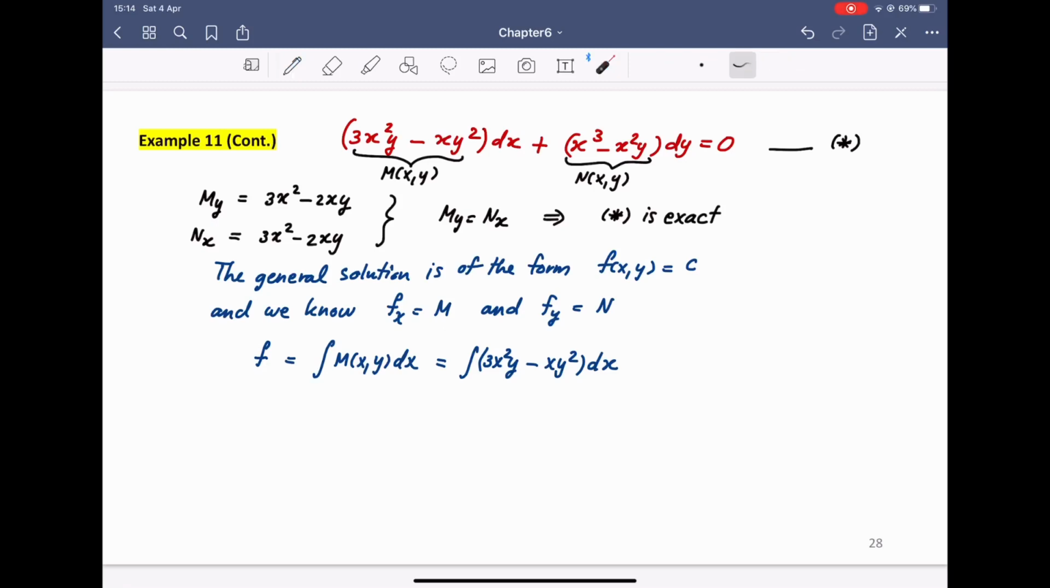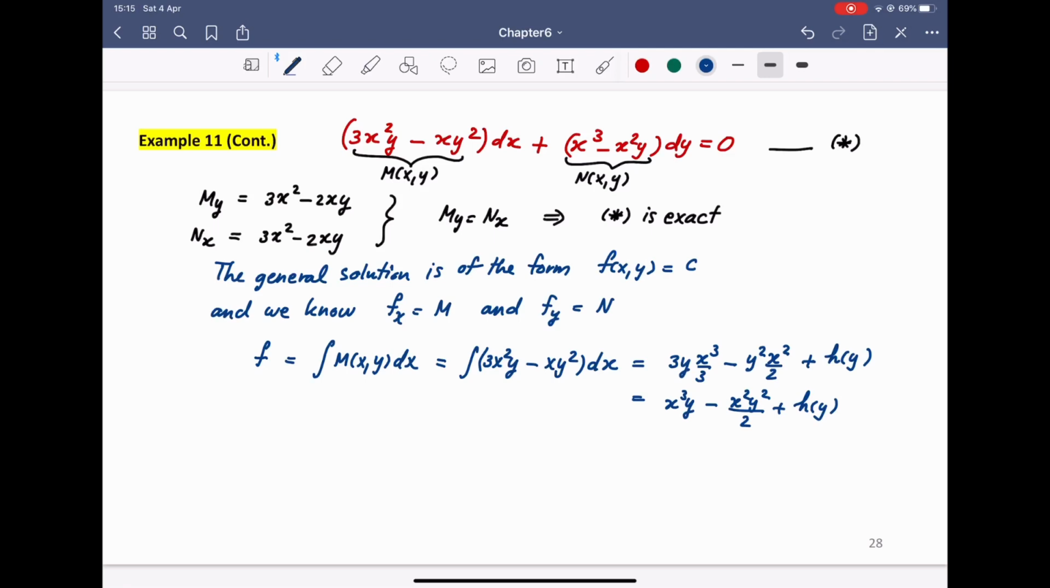Because this is my M, so I just take it here, and then integrate with respect to x. On the first term I have 3y, this is constant, and then x cubed over 3, and then the second term I have y squared as a constant, so I integrate x and get x squared over 2, and then plus a function of y. Alright, and just to make it cleaner, this is going to be x cubed times y minus x squared y squared over 2, and then plus h(y). Alright, this is my f.